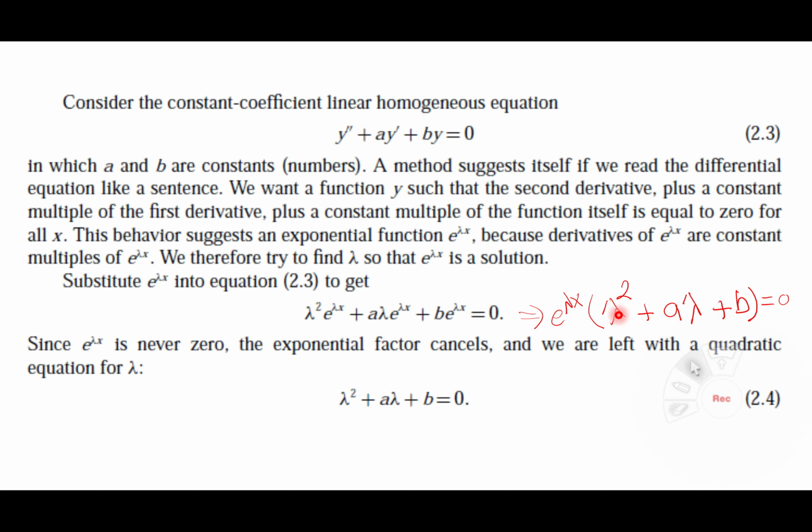And we are left with this quadratic equation, which is a function of what? It is lambda raised to the power 2 plus a times lambda. Remember that this a comes from where? Exactly, it is the constant coefficient of the original differential equation. And then plus b, which is another constant coefficient in the differential equation. So now we are dealing with e to lambda x times this equation equal to 0. Then we are going to equate this quadratic equation to 0, right?